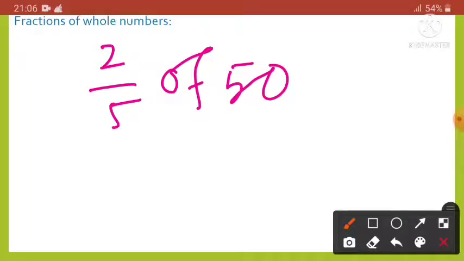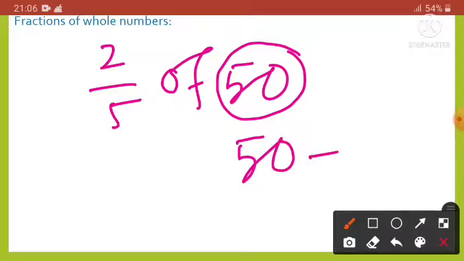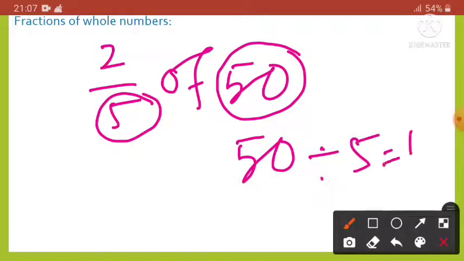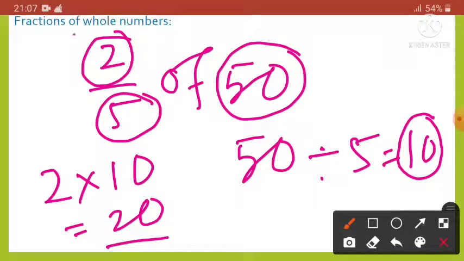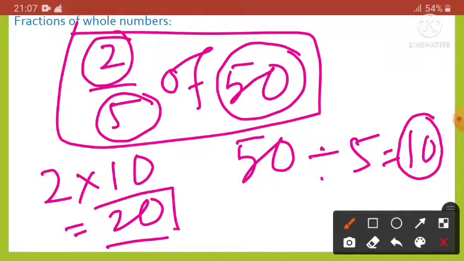At first we have to divide the whole number by the denominator. What is the whole number here? That is 50. So we divide 50 by the denominator, that is 5. What will be the result? That is 10. Now we have to multiply the result with the numerator. So 2 into 10, that is 20. So 2 by 5 of 50 gives us the result 20. Okay, it is the fraction of the whole number. Got it?